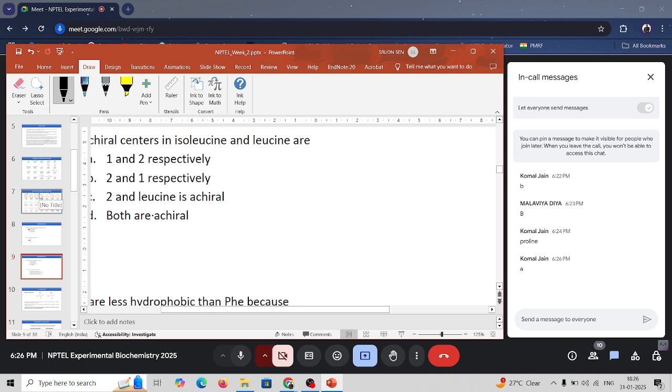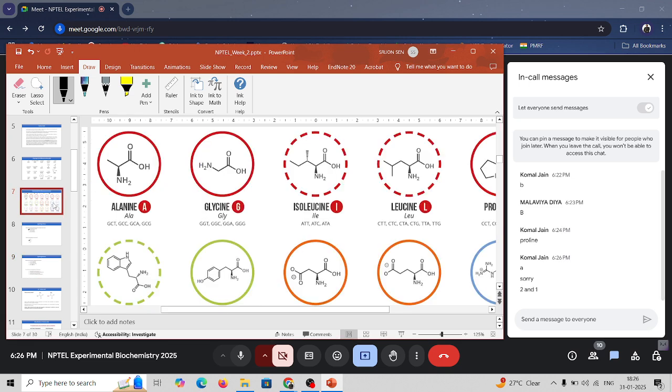Okay, let's see what others tell. Okay, 2 and 1. So you're telling B. Chirality is, if the carbon has 4 different groups in its 4 different hands, it means the carbon is a chiral one. If it has 4 different functional groups, it is a chiral one. As simple as that. So now tell me.